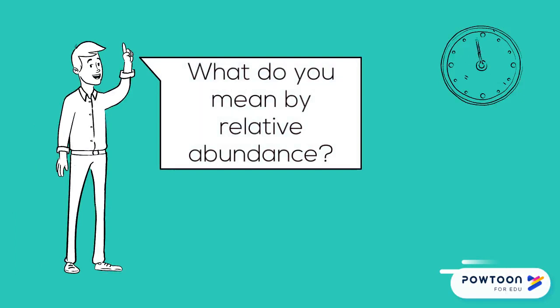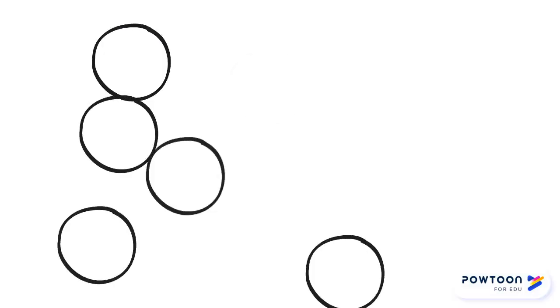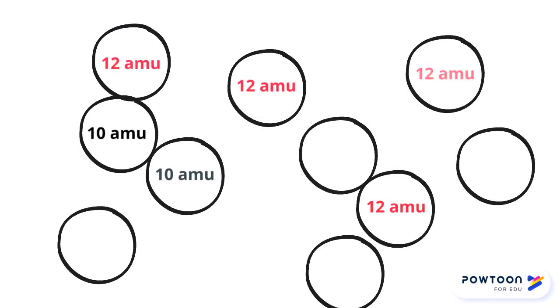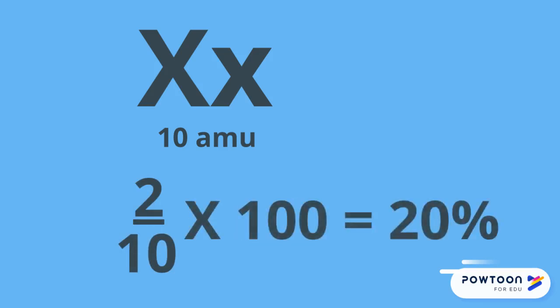Excellent question. Relative or percent abundance is the relative amount of a particular isotope expressed as a percent. Imagine you had 10 atoms of an element and 2 of the atoms weigh 10 AMU while the other 8 weigh 12 AMU. I simply made up these numbers, so let's call this element XX, and it's not an actual element. To get the percent abundance, we would take the number that weighed 10 AMU divided by the total number of atoms. This would be 2 divided by 10, which equals 0.2. To make this a percent, we simply multiply by 100. So 20% of the atoms weigh 10 AMU.